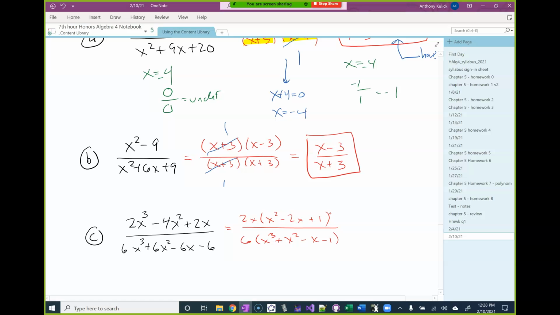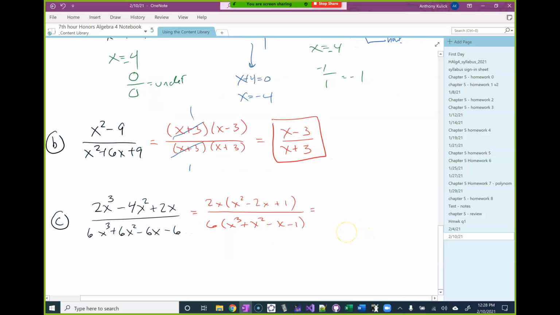So then let's look at the stuff that we have left. x squared minus 2x plus 1. Can we factor that anymore? Yes, right? What does that factor to? Multiplies to give us 1 and adds to give us negative 2. Minus 1 and minus 1. Good.